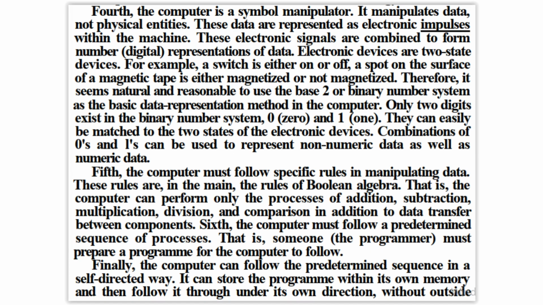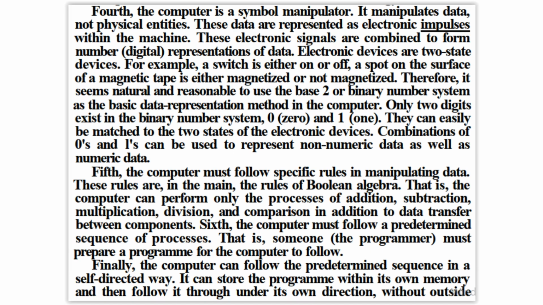Fifth, the computer must follow specific rules in manipulating data. These rules are, in the main, the rules of Boolean algebra. That is, the computer can perform only the processes of addition, subtraction, multiplication, division, and comparison in addition to data transfer between components. Sixth, the computer must follow a predetermined sequence of processes. That is, someone, the programmer, must prepare a program for the computer to follow. Finally, the computer can follow the predetermined sequence in a self-directed way.